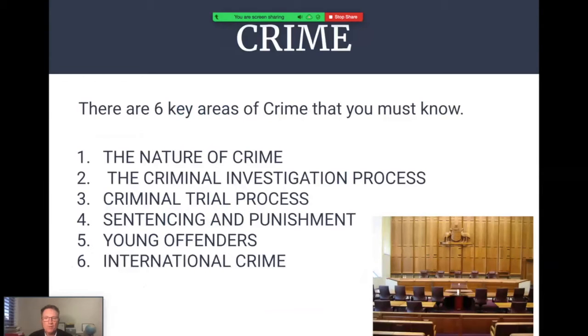In crime, when we're looking at the learn about part of the syllabus, you can see that there's 6 key areas: the nature of crime, the criminal investigation process, the criminal trial process, sentencing and punishment, young offenders, and international crime. When I'm looking at the question, I'm looking straight away to see which one of these 6 areas of the syllabus is being assessed. As soon as I work out which area is being assessed, I'll go back to my syllabus and think, under that heading of the syllabus, what are all the things listed? And I need to pull out ideas from those things listed to provide evidence in my argument.